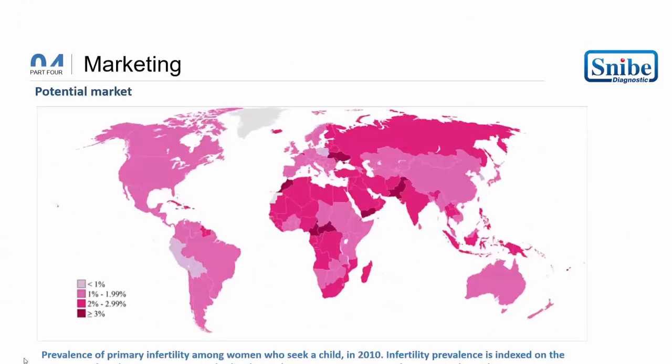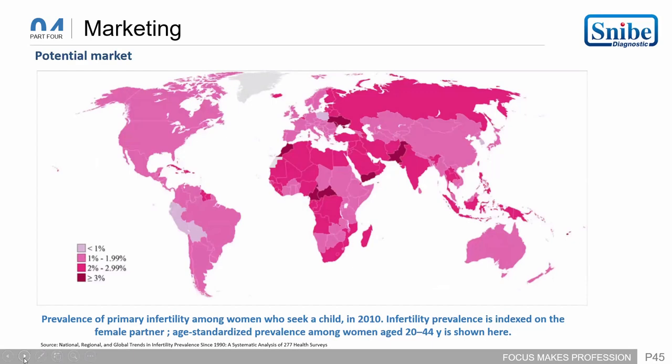So, if we talk about the marketing potential, as you know, the global primary infertility prevalence among women who seek a child was measured in 2010. According to that, the prevalence is age-standardized between 20 to 44 years. You can see that the fertility potential markets in the Asian countries, in the Middle East countries, and in the European countries have 3% more potential in these countries.